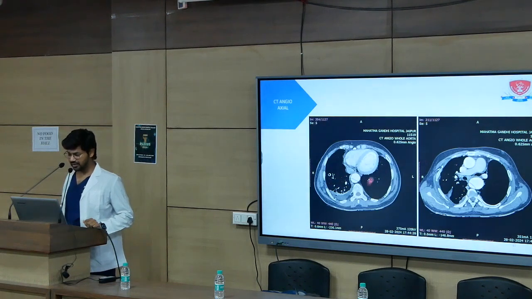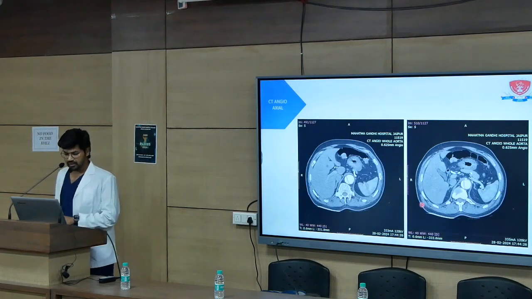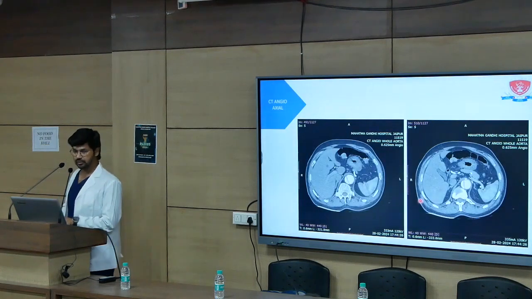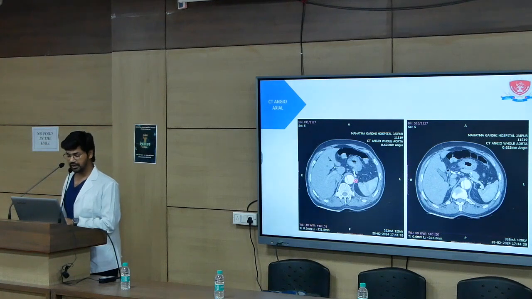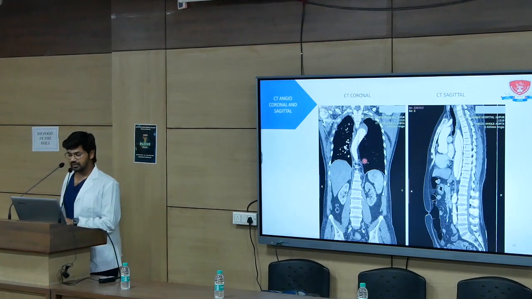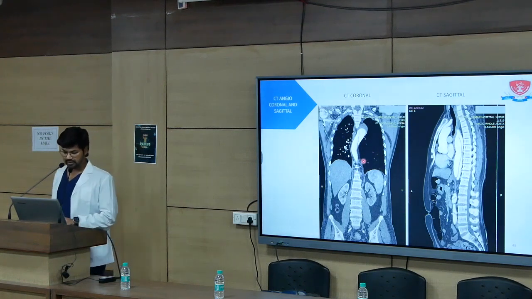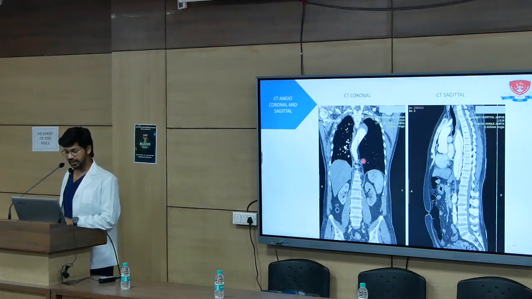These are the CT axial images in which you can see there is a dissection flap with the true lumen and the false lumen, which can be well visualized. These are also CT angio axial images showing the intimal flap for the dissection. The first image is the CT coronal image, which is showing the extension of the dissection.